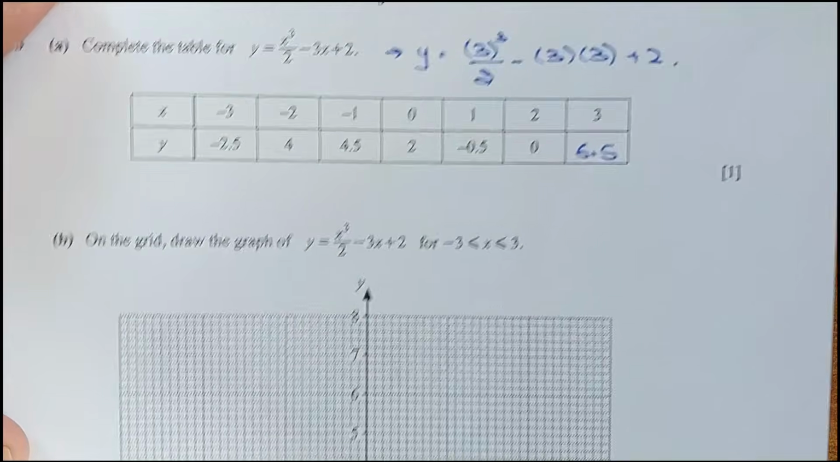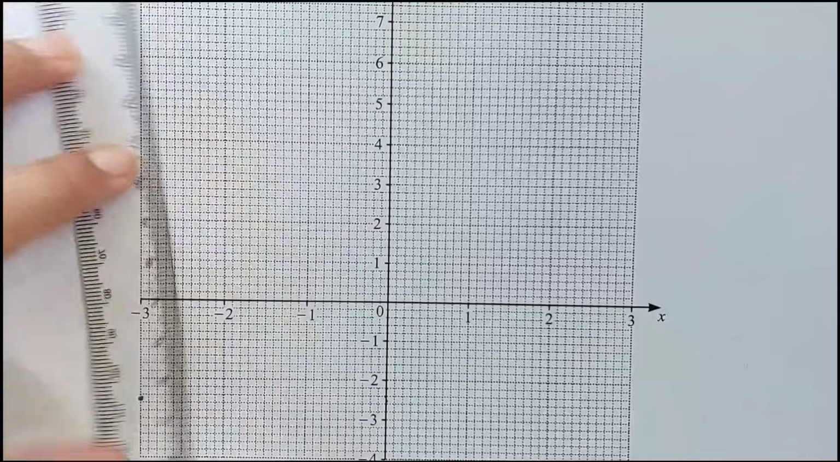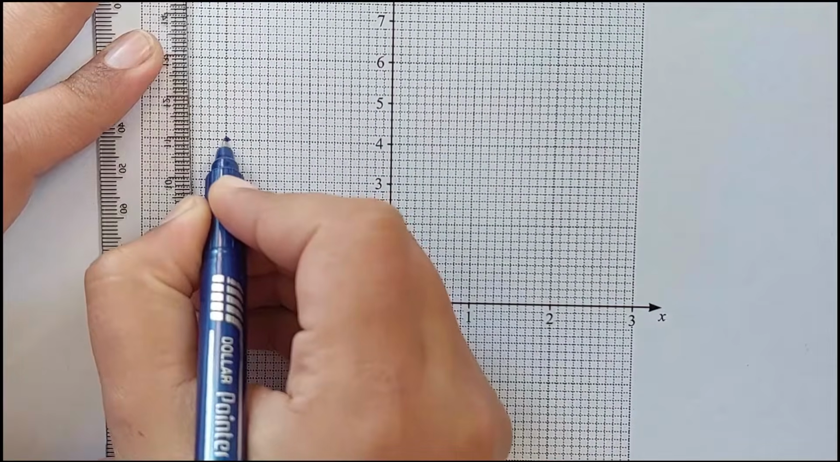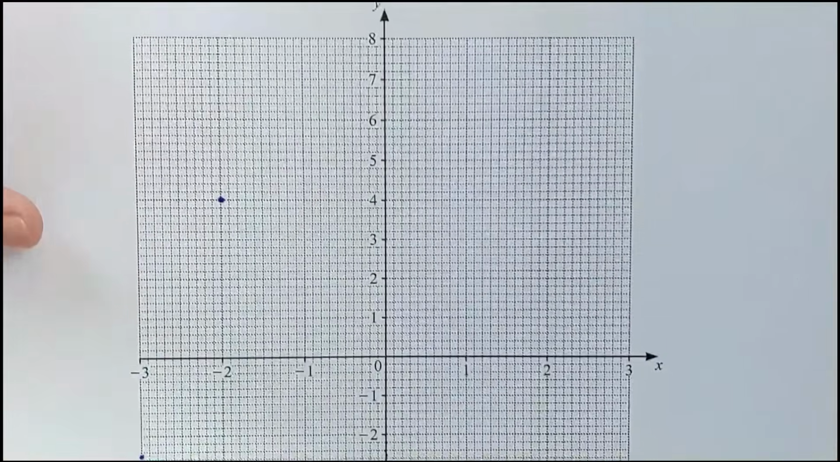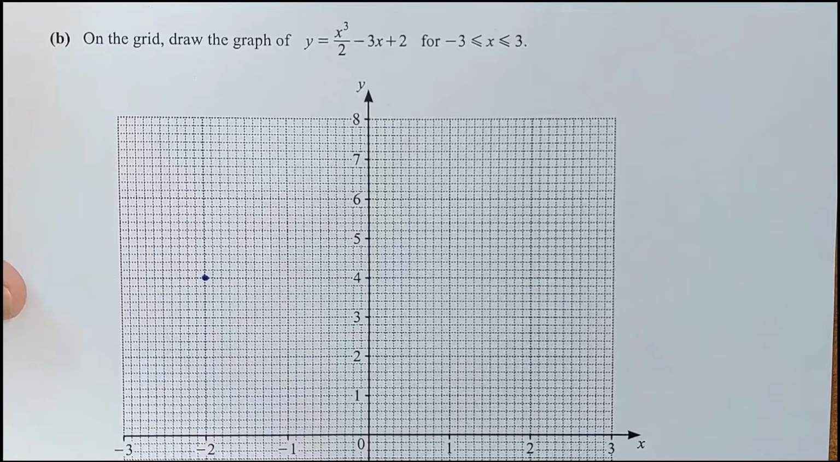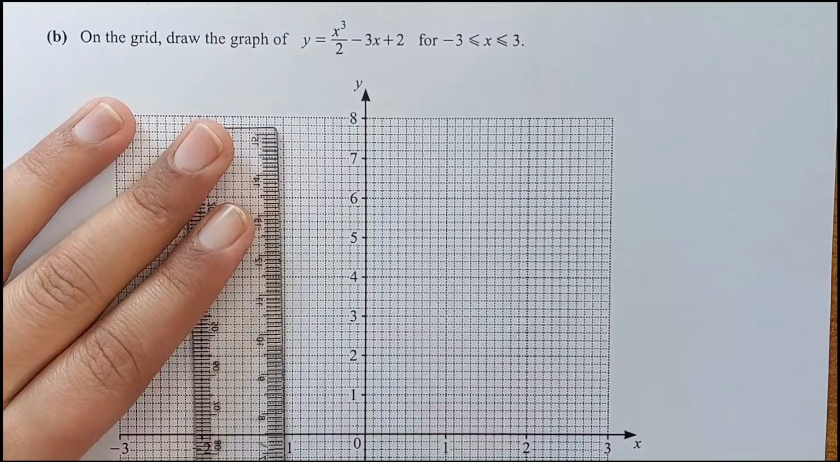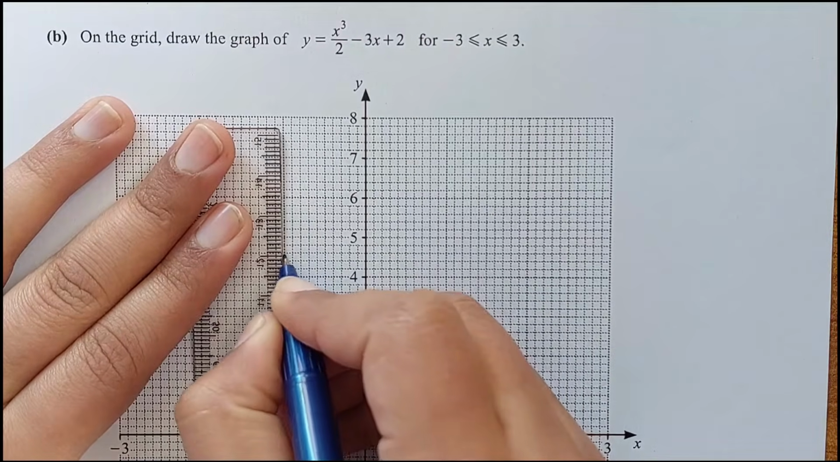Next point, minus 2, it's 4. So at minus 2 it is 4 at the top. Minus 2 and this point is 4. Right. Then minus 1, it's 4.5. Okay, so minus 1, 4.5. Minus 1, we have, this is 4, 4.2, 4.4 and 4.5.